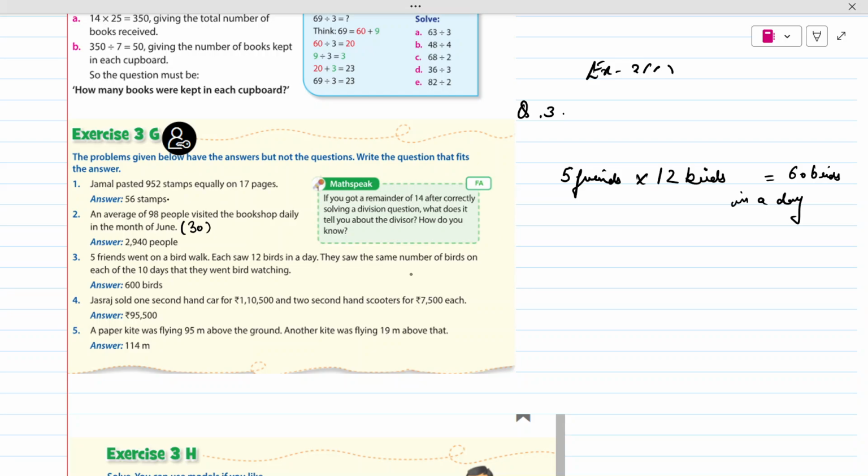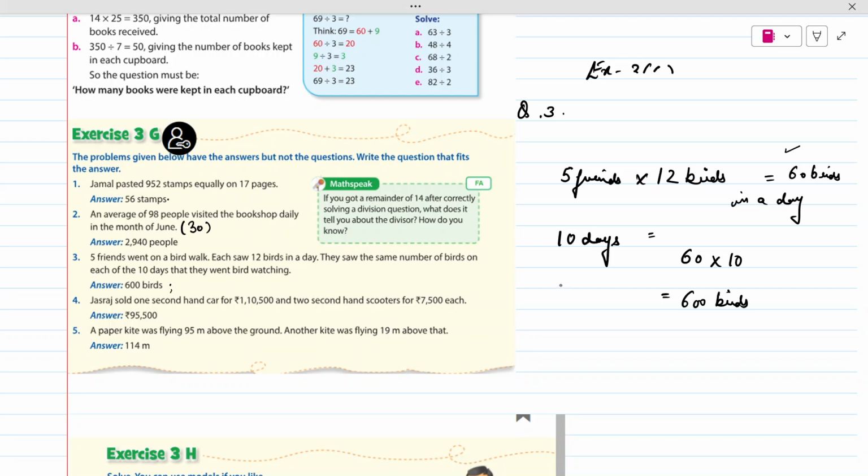Now they saw the same number of birds on each day of 10 days they went for bird watching. So for 10 days they have seen an equal number of birds. So that means on one day they saw 60, in 10 days they will see 60 into 10, which is 600 birds. Correct? And this is the answer given to us.